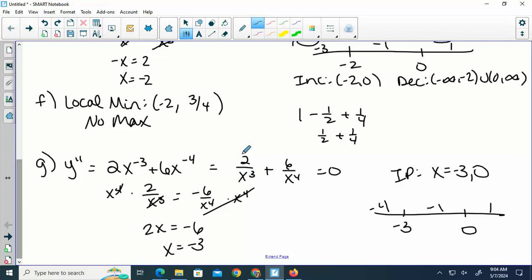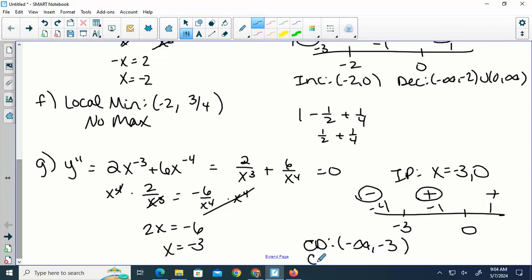So if you put in a negative 4, you get 2 over negative 64 plus 6 over 256. So it would turn out negative. If you put in a negative 1, we get negative 2 plus 6, which is positive. Put in a 1, 2 plus 6 is positive. So this is concave down from negative infinity to negative 3.